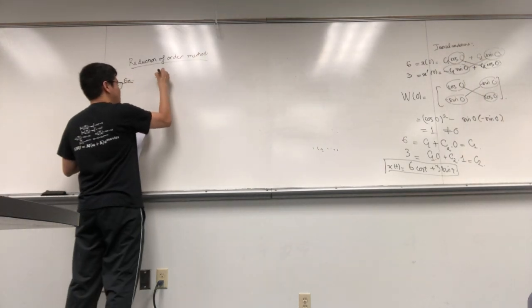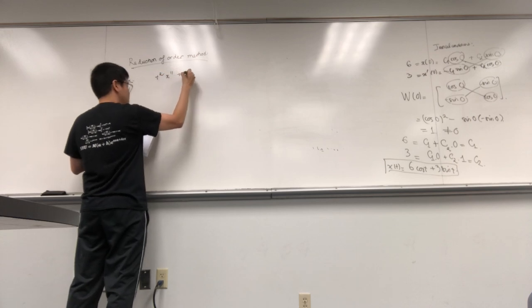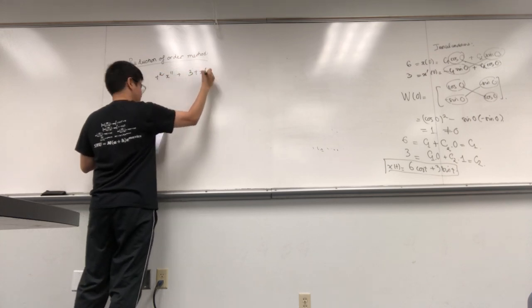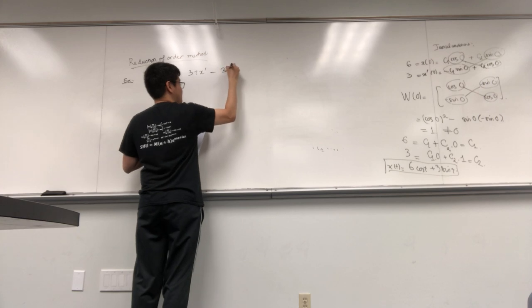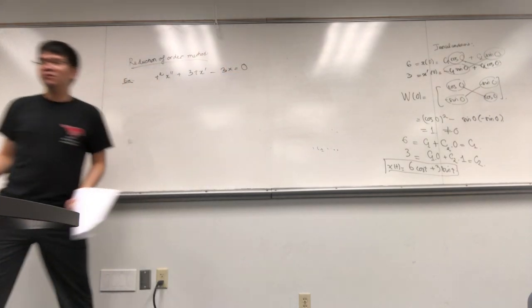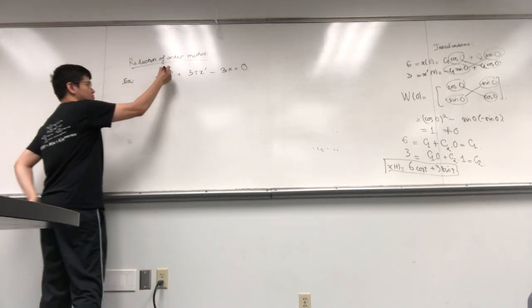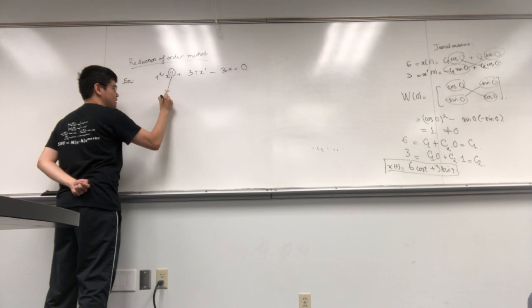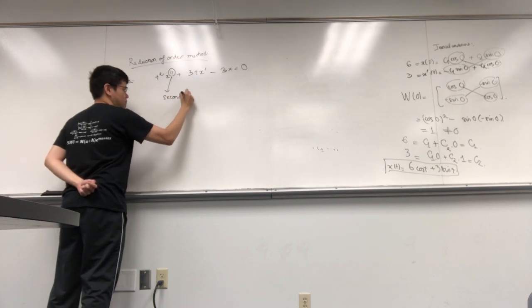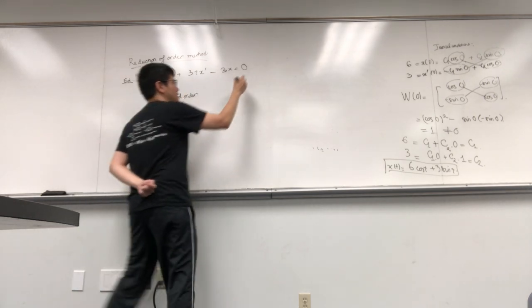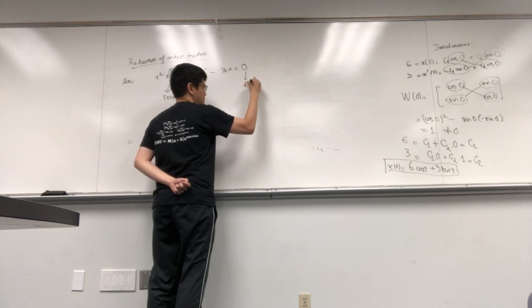Example. So you have t squared x second plus 3tx prime plus 3x is 0, right? So in this case, you don't have a constant coefficient, right? So this is still a second order differential equation. This is homogeneous.